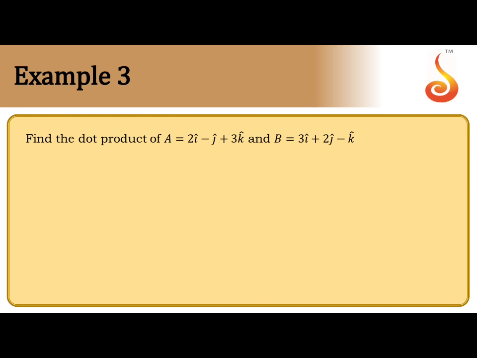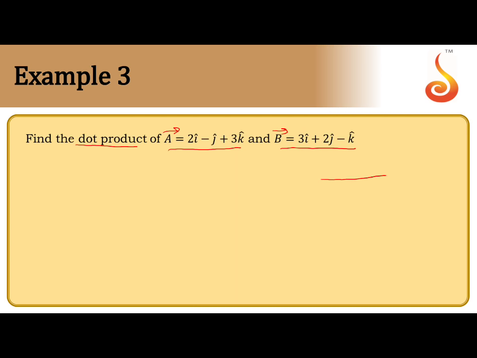Now I have been given two vectors. Vector A equal to so much. A vector is equal to 2i cap minus j cap plus 3k cap, and vector B equal to so much. You need to find the dot product between the two.